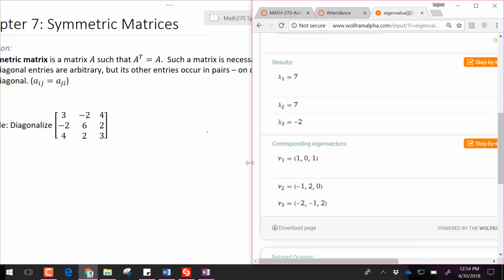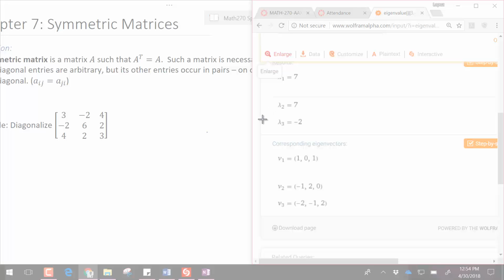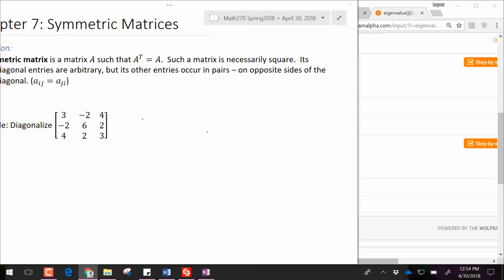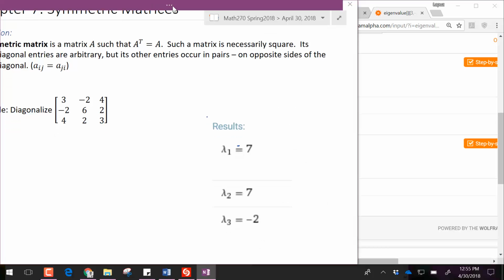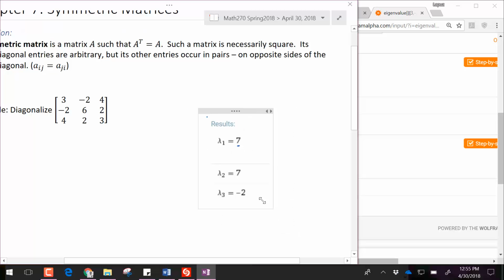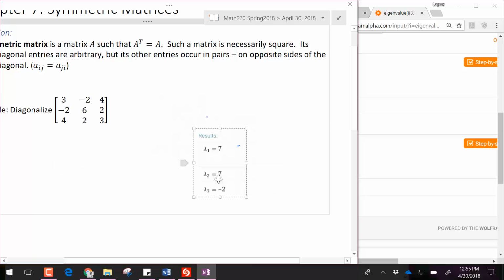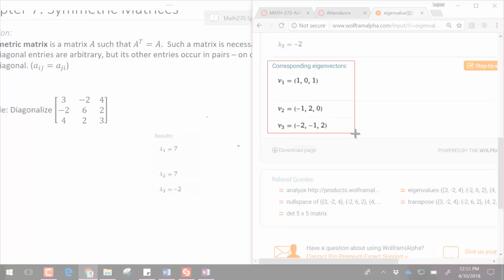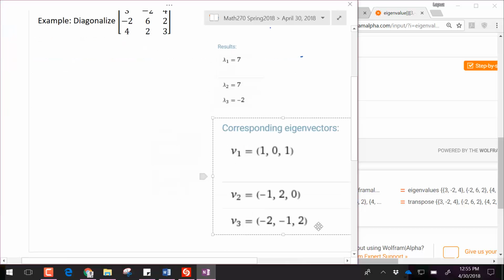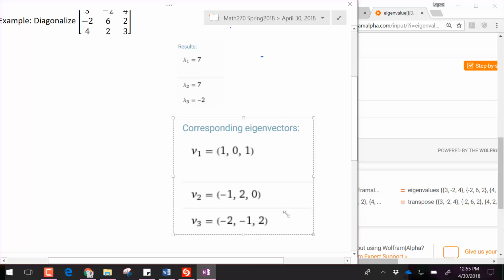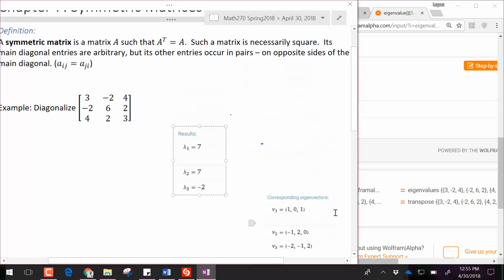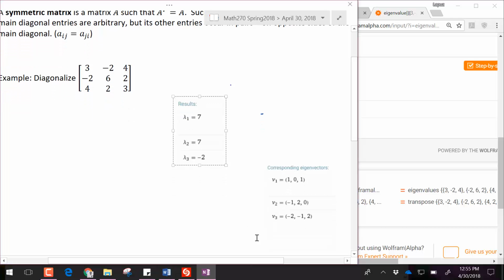So let's take a look at this result, and this is an interesting set of results because we have an eigenvalue of multiplicity 2, and the eigenvectors that are involved in there are these vectors here.